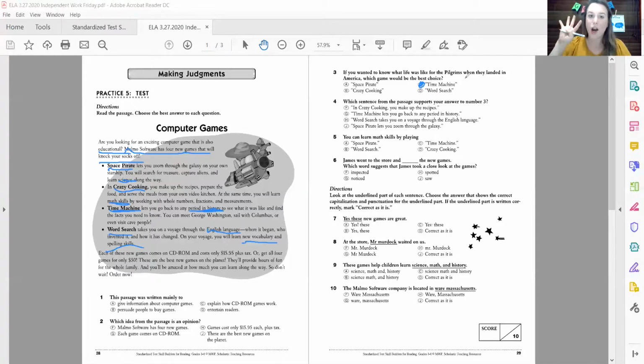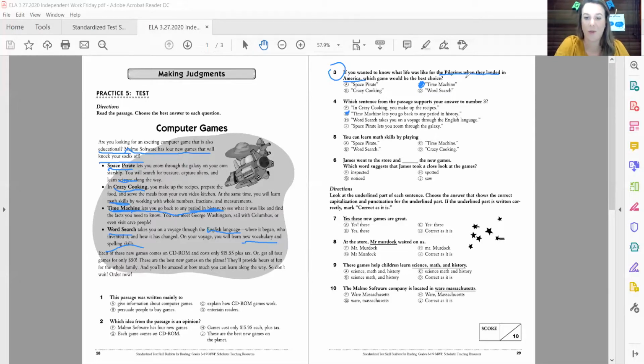All right, number 4. Which sentence from the passage supports your answer to number 3? So number 3, we said was Time Machine. You would play Time Machine if you wanted to learn about the Pilgrims when they landed in America. So let's figure out which one tells us about that. In Crazy Cooking, you make recipes? Nope, we're talking about Time Machine, because we're supporting our answer. You always need to support your answer with text. Let's see, Time Machine lets you go back to any period in history. Yep, that one's the one.